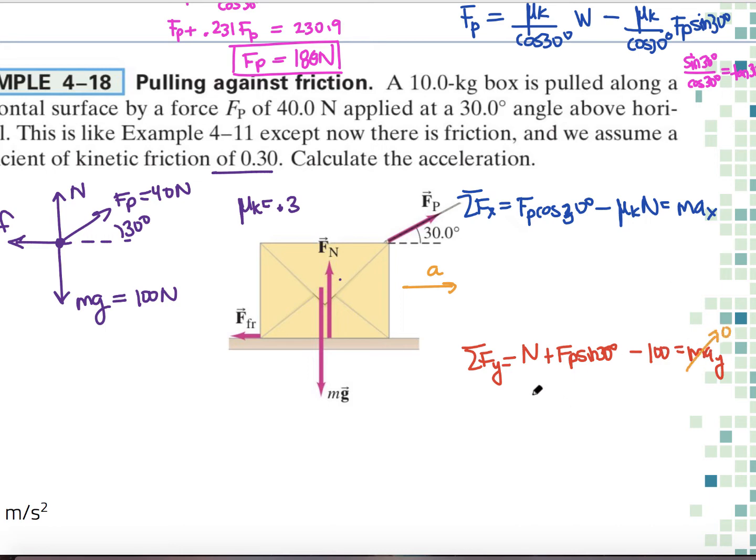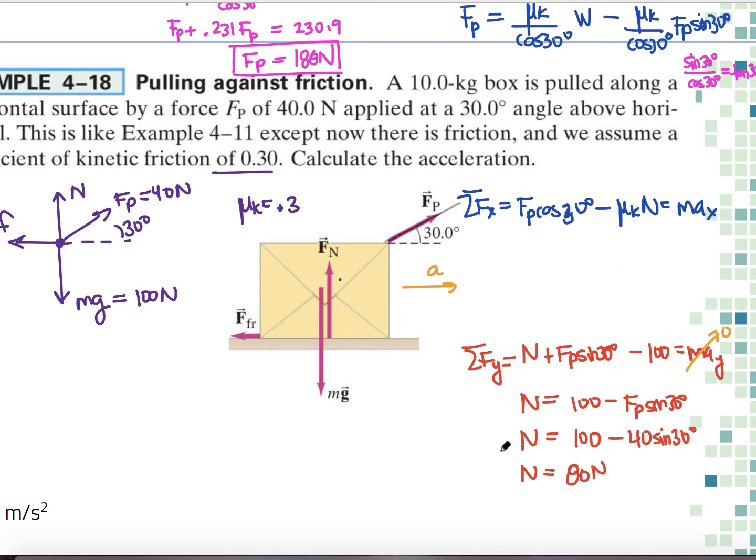So this helps quite a bit because now we have normal force is equal to 100 minus F pull sine 30. So let's go ahead and make this simpler. Normal force is 100 minus, so my pulling force is 40, so that's 40 times the sine of 30 degrees. And the sine of 30 degrees is 1/2, so this is actually just a normal force of 80 newtons.